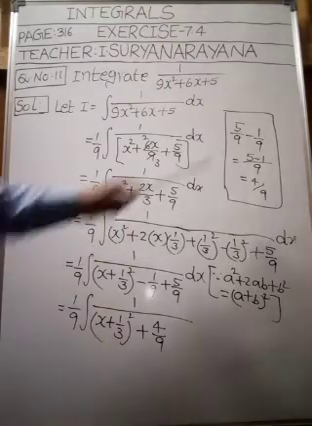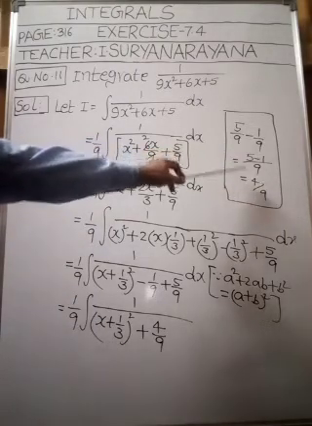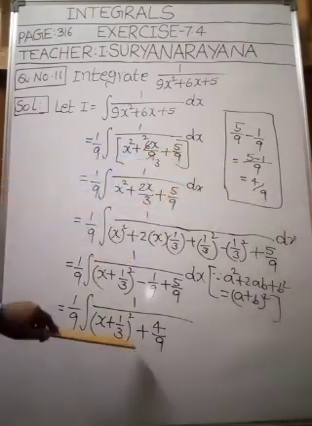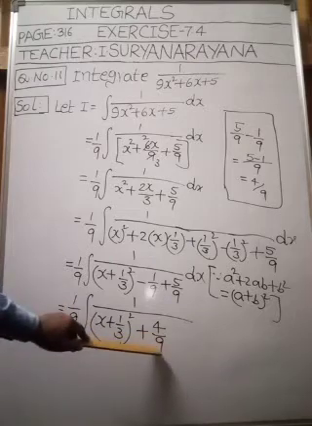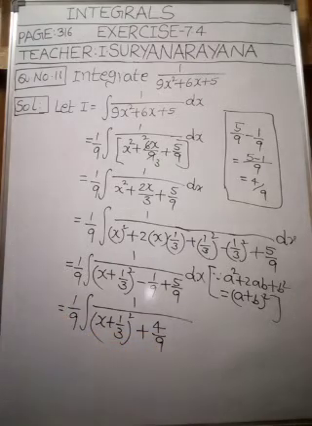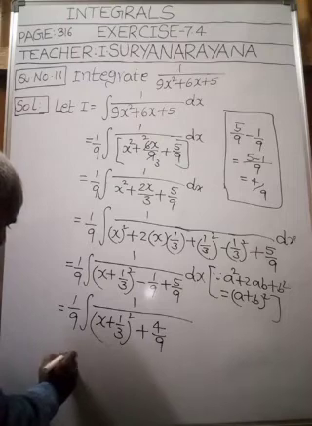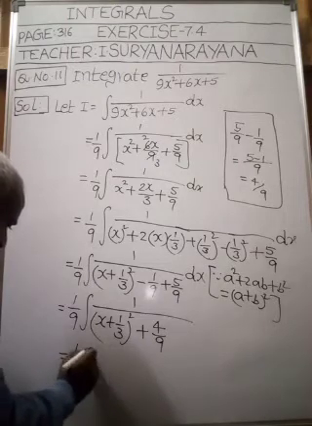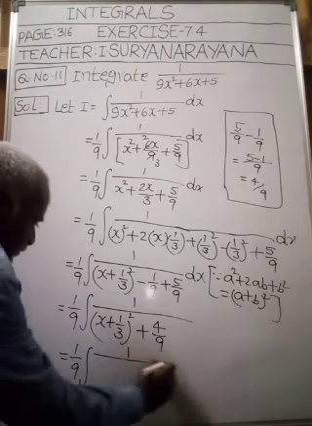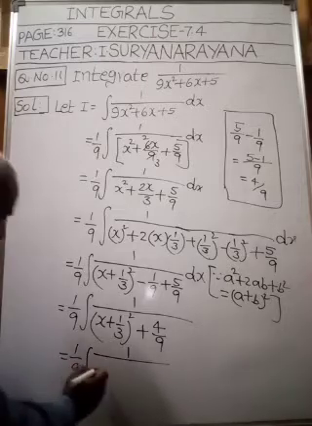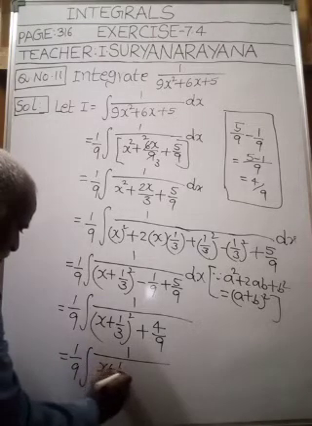I have done that calculation part in rough work. I got 4 by 9. So I wrote plus 4 by 9. Understood this step, my children? Right. That is equal to integral 1 by (x plus 1 by 3) whole square plus 4 by 9.